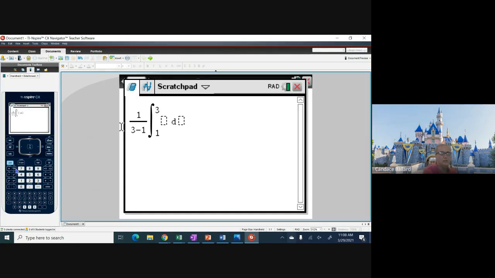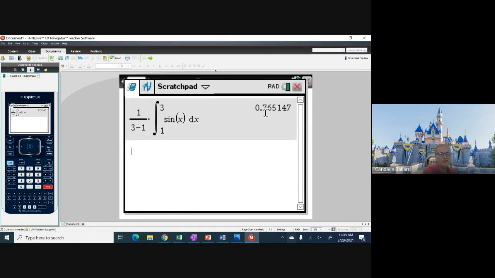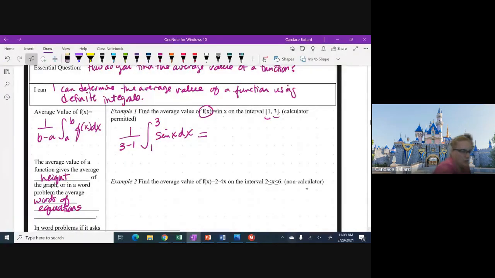That's where I could do the var f1 of x thing. I'm going to go trig, sine. And notice it forces parentheses, x, and then dx. And then hit enter, we're going to get a nice decimal. So 0.765 is where we would go. And remember, we are allowed to just chop it off. We don't have to round. So 0.765.